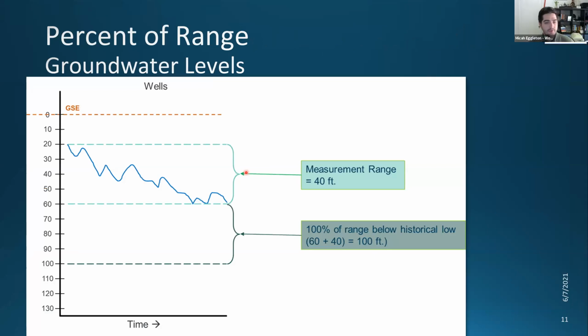Quickly, again, this is just to show how we calculate that 100% below range. This is an example hydrograph I drew several years ago by squiggling on my screen with a mouse. If this were a real well, we can see that the historical data goes from 20 feet below the ground surface to 60 feet, which means we have a range of 40 feet in this particular well. So 100% of range below the historical low for this example well would be 60 plus that 40 feet downward, to get a threshold of 100 feet. So that's how we calculate that.